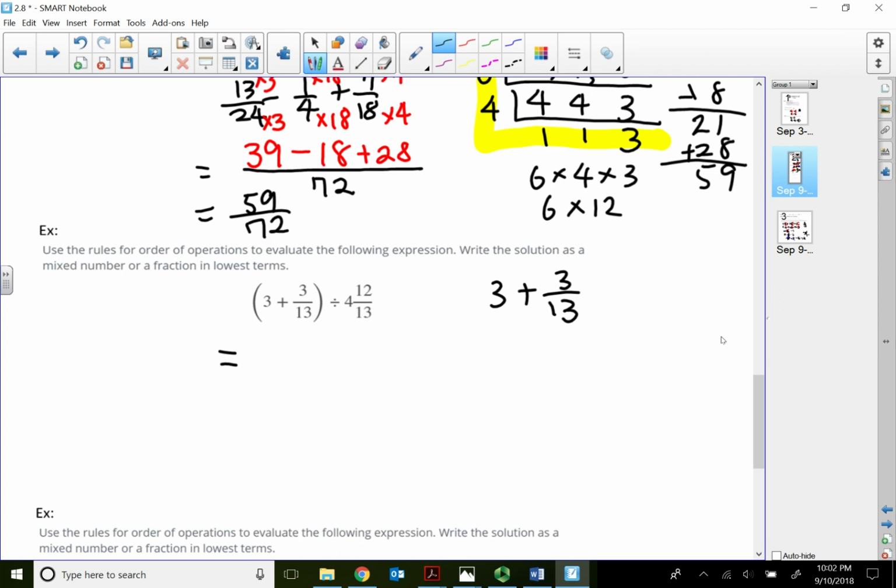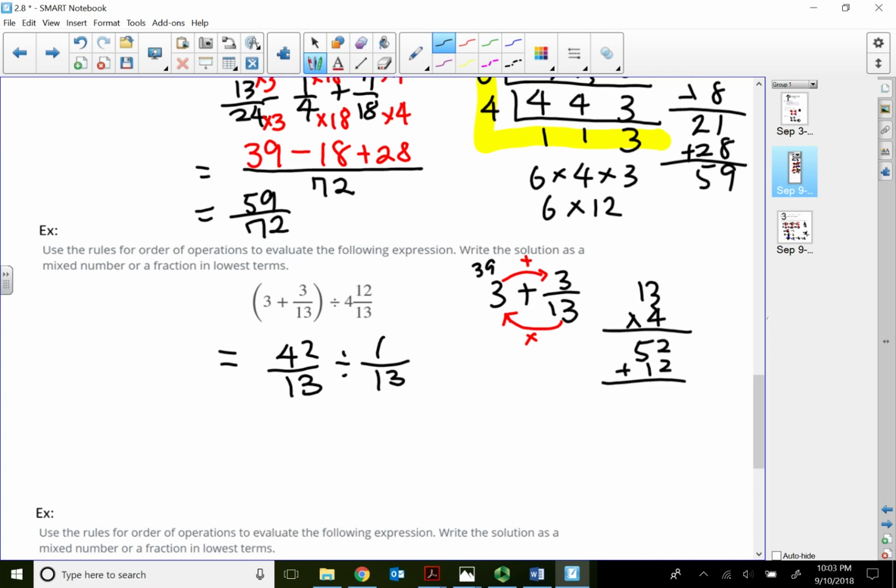So again, we run into a whole number combined with a fraction. So I'm gonna take my denominator times the whole number. Then this time I will add onto the numerator 3. So 13 times 3 is 39. 39 plus the 3 on top is 42. So that's 42 over 13, right? LCD doesn't change. Divided by this mixed number. So I will go ahead and write it as an improper fraction. 13 times 4. 4 times 3 is 12. That's 52 plus 12. That's actually 64 over 13.